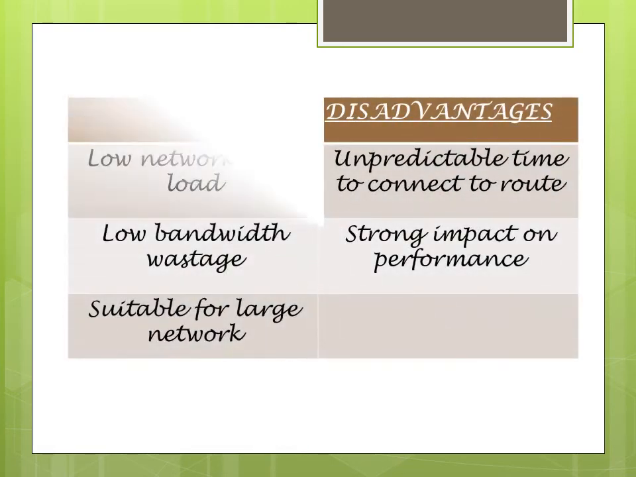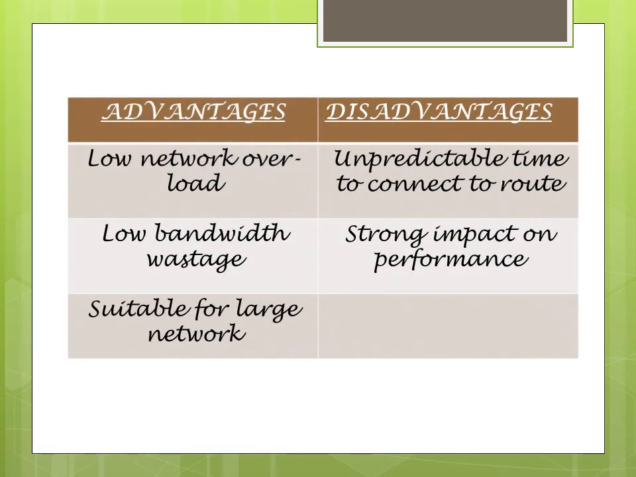Here are some advantages and disadvantages of reactive routing protocol. The disadvantages of proactive routing protocol are recovered by reactive routing protocol, as there is low network overload because they do not maintain a routing table, and low bandwidth wastage because it connects to the network when it is on demand. It is suitable for large network as on demand the networks can be connected.